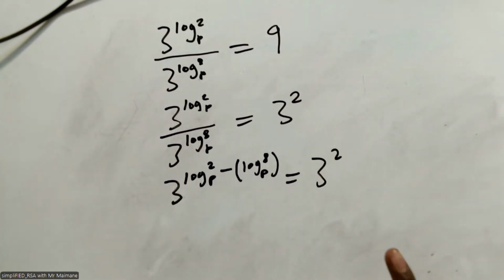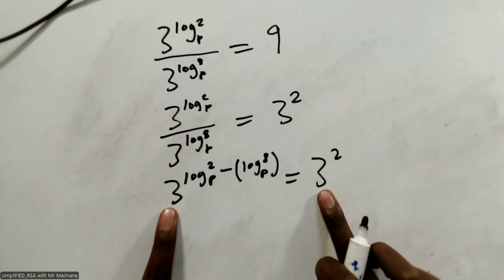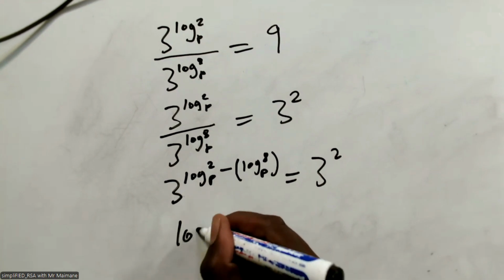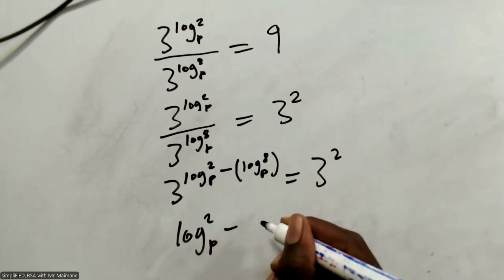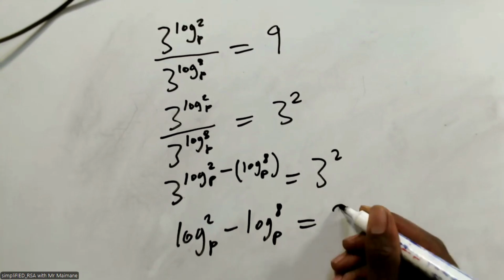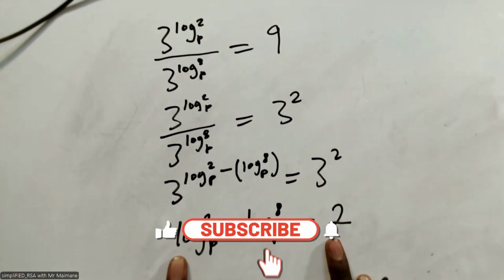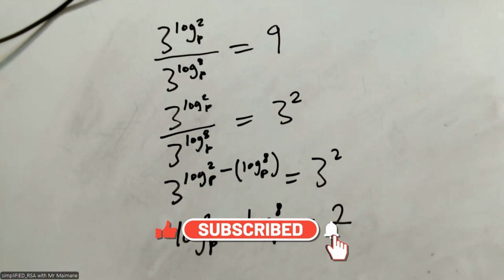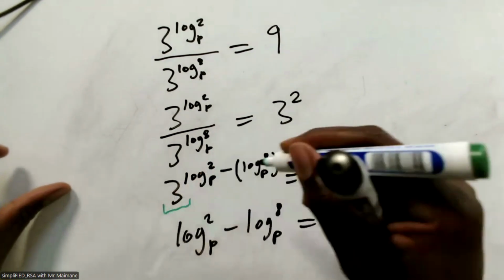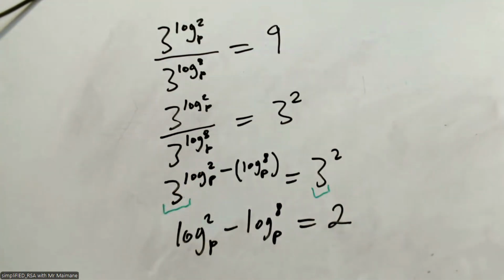And we know the rules of exponents. If the bases are the same, and the exponents are also equal, it's safe to say log 2 base p minus log 8 base p is equal to 2. Mainly because the bases are equal. I think by now every student who's familiar with the exponential rules should know this. If the bases are equal, then the exponents are the same.